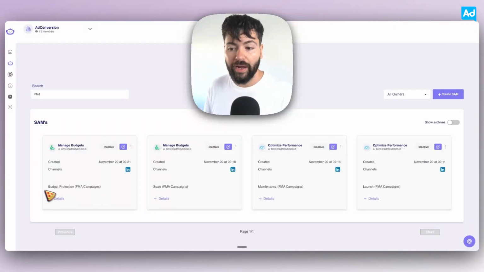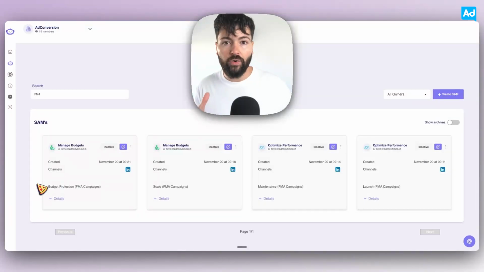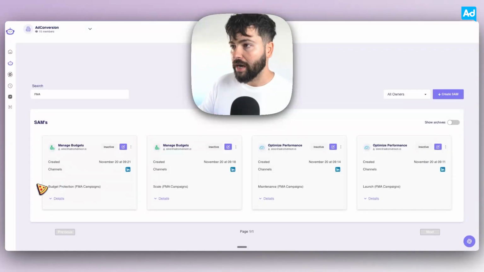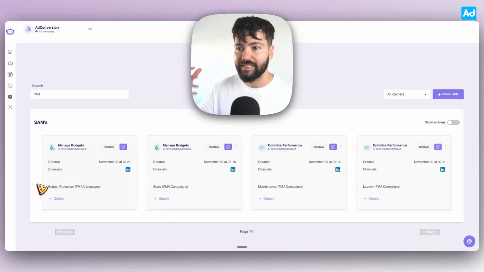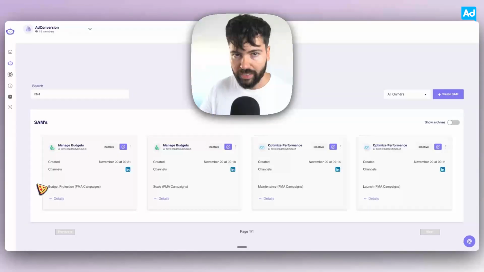From here, really what I'd have left to do is reporting and looking at demographics data. In addition to that, it's launching new campaigns, but all of the ongoing optimizations are automated here between my budget protection, my scaling, my maintenance, my launch SAMs. I've got it all worked out here.